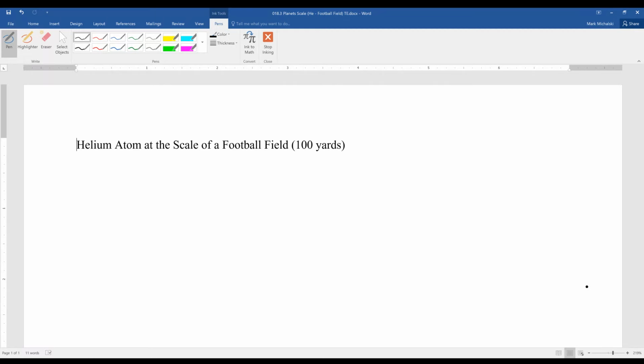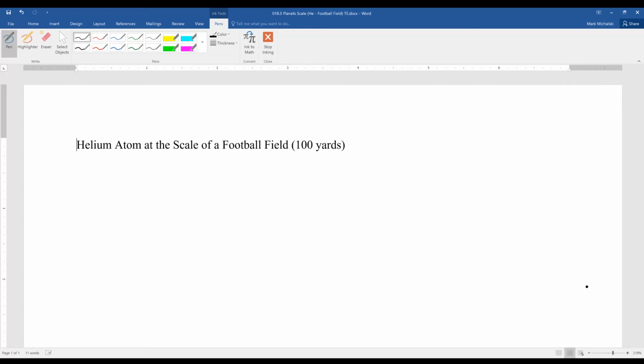The reason we're doing this is to practice and go through the process of making scale models so that we can eventually create a scale model of our solar system, also the size of a football field. Today we're going to take something that's very small and make it very large. And in the future, we will take the solar system, which is very large, and make it relatively small.